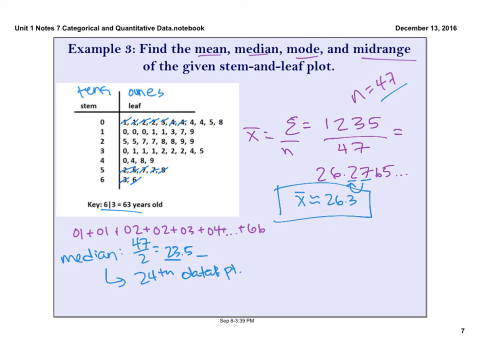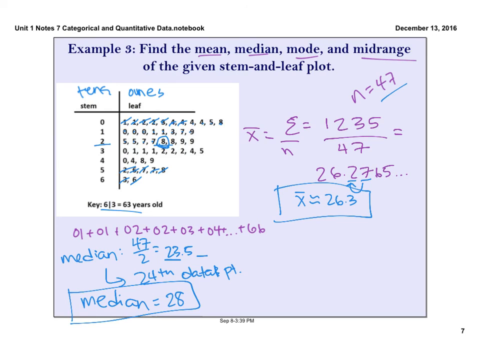So I have 1, 2, 3, 4, 5, 6, 7, 8, 9, 10, 11, 12, 13, 14, 15, 16, 17, 18, 19, 20, 21, 22, 23, 24. So my median is going to equal the 24th data point, which in this case is 28. Okay, so there's the median.